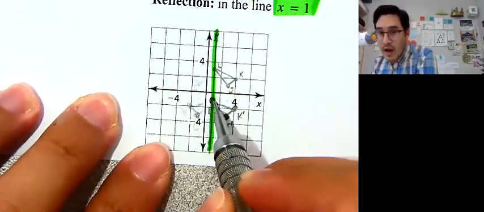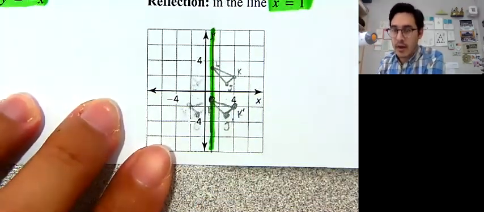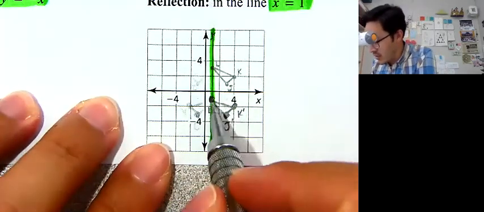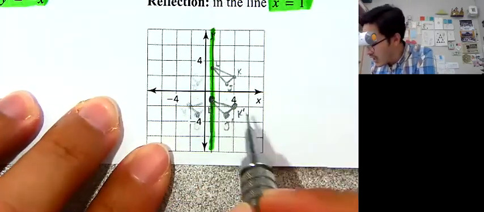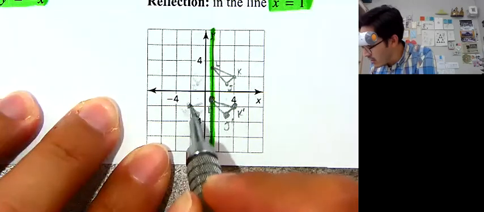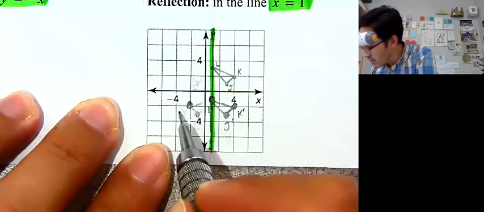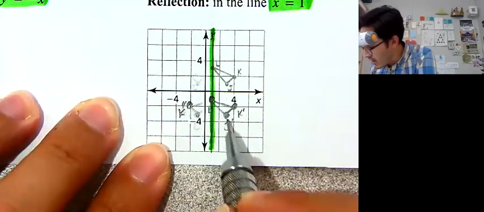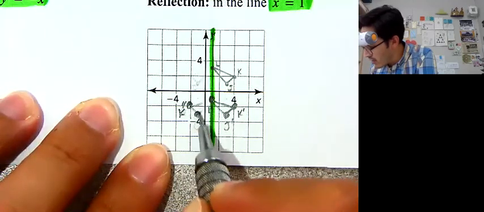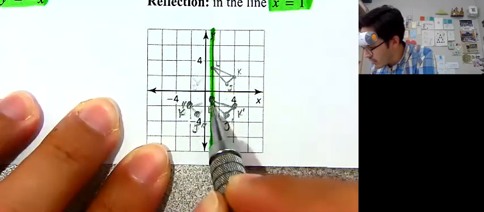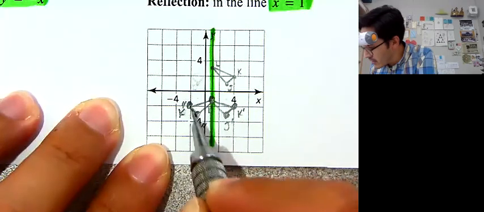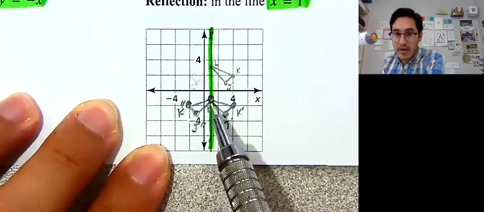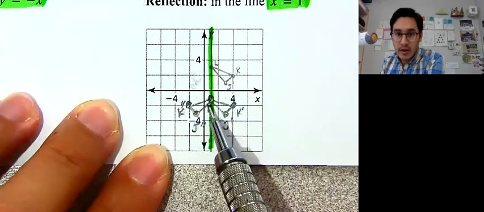L prime is actually on our line of reflection, so it hasn't really moved. K prime has now reflected over here, so this is going to be K double prime. And J prime is now this point right here, so that's our J double prime. Here is our final image. It's right over here in quadrant number 3.